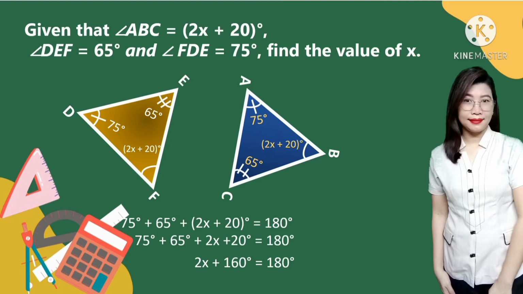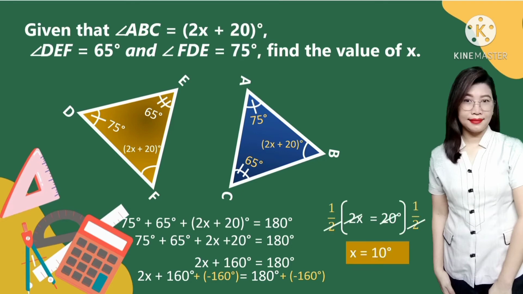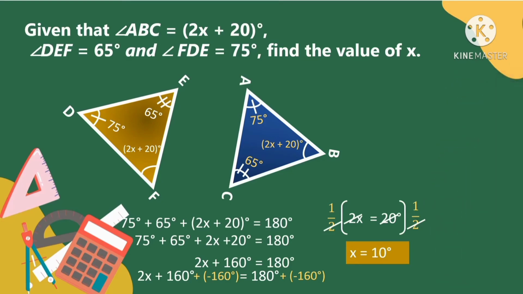Again, let us use the APE, or the addition property of equality. It will become 2x plus 160 degrees plus the opposite of positive 160, which is negative 160. Then it will become 2x is equal to 20 degrees. Let us use MPE, or you can just divide both sides of the equation by 2 to get the value of x. That will become x is equal to 10 degrees.